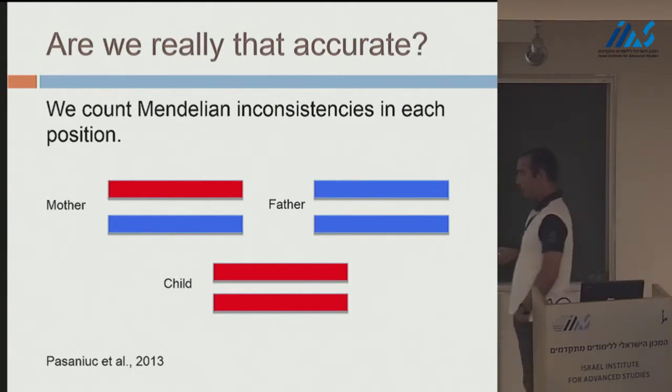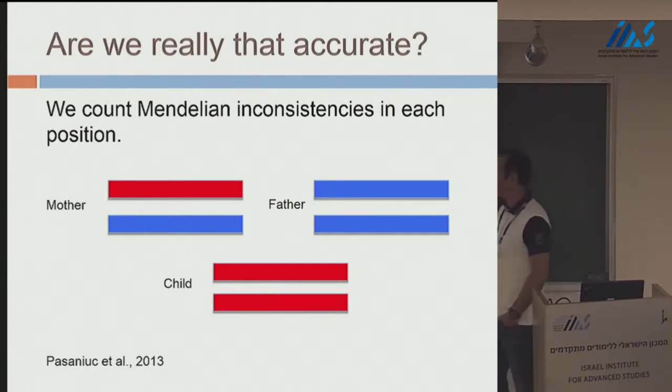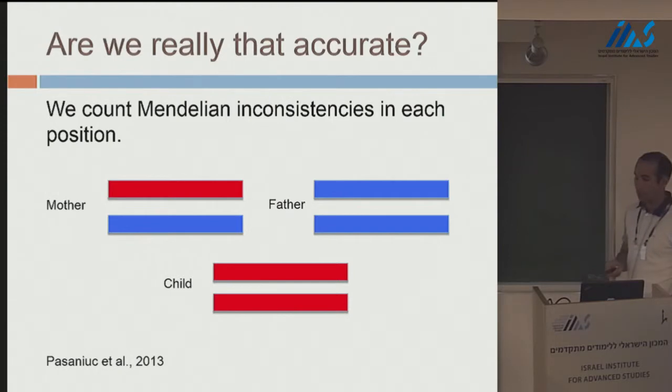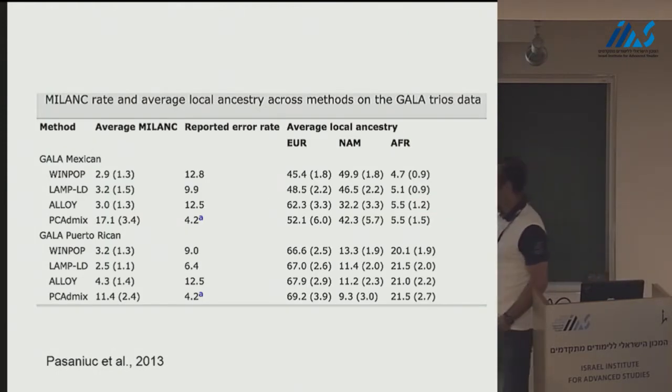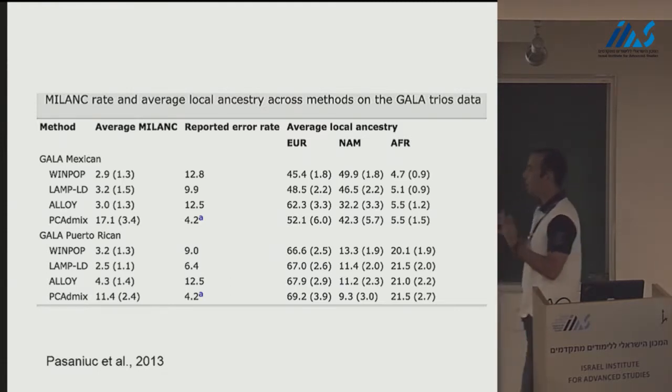Okay, so you could now run it and then try to estimate what the error rate is. So this is just a table of a few of the methods that we ran. Two of them are ours. And you can see a few things here. First of all, these are the European, Native American, and African ancestry all together. And there's a large difference between, let's say, this method here and the other method.